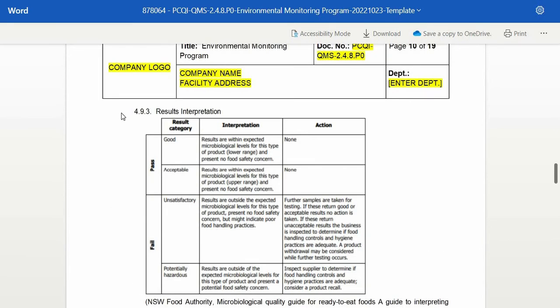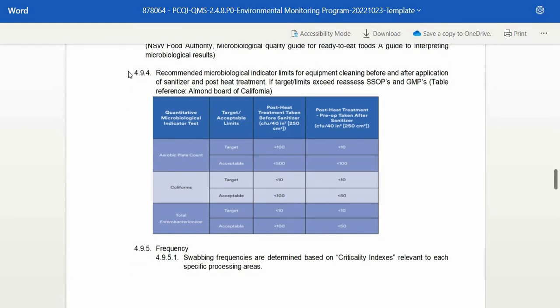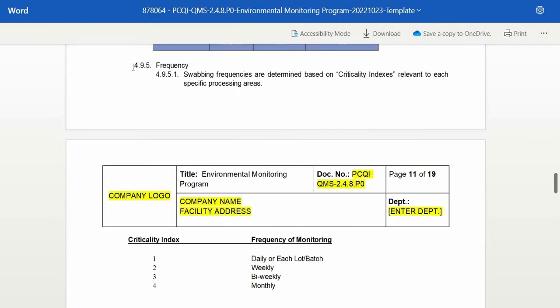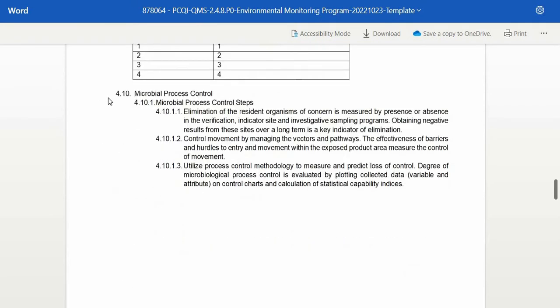Next is results interpretation, followed by recommended microbiological indicator limits for equipment cleaning before and after application of sanitizer and post-heat treatment. If target or limits exceed, reassess SSOPs and GMPs. Fifth is frequency. Swabbing frequencies are determined based on criticality indexes relevant to each specific processing areas.